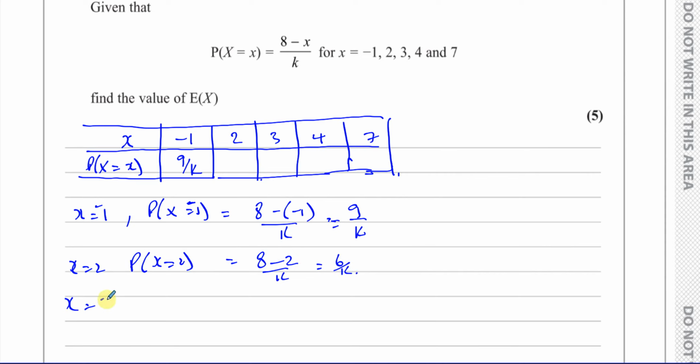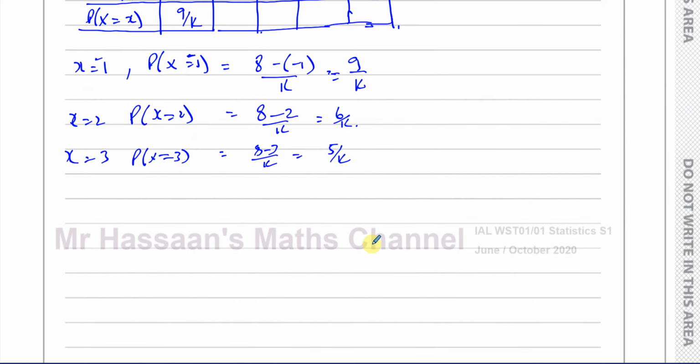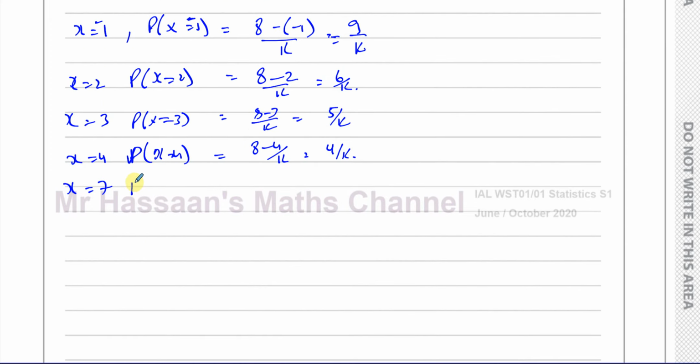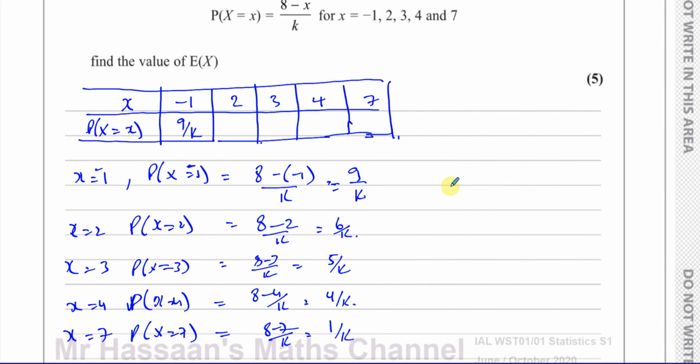Similarly, when x equals 3, the probability is 8 minus 3 over k, which is 5 over k. And the same thing with 4 and 7. When x equals 4, the probability is 8 minus 4 over k, which is 4 over k. And when x equals 7, which is the last value, the probability is 8 minus 7 over k, which is 1 over k. So now we have all these probabilities in terms of k.